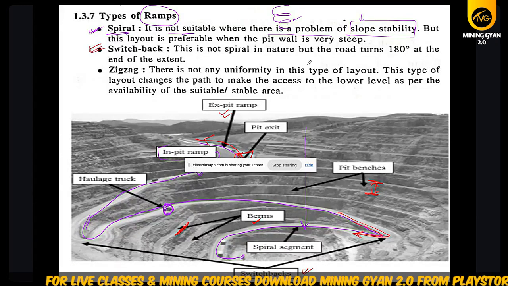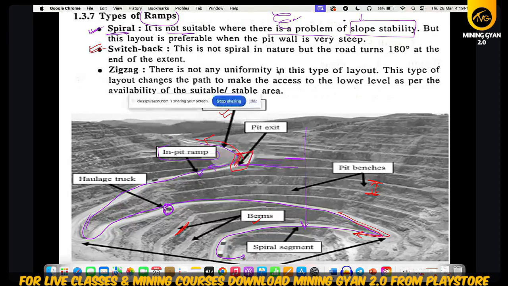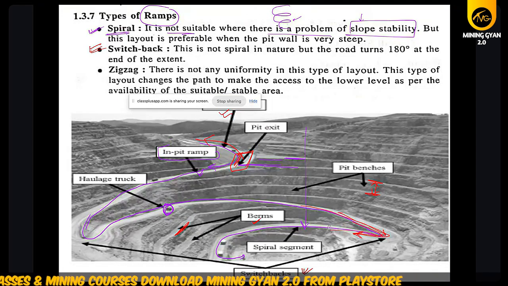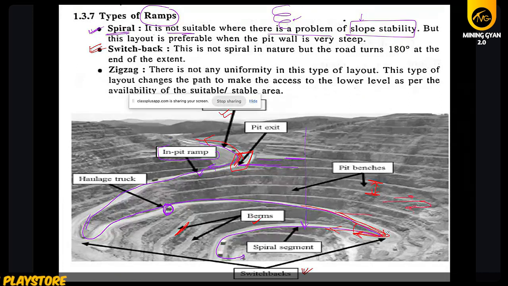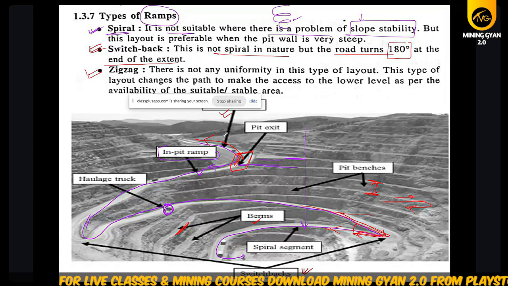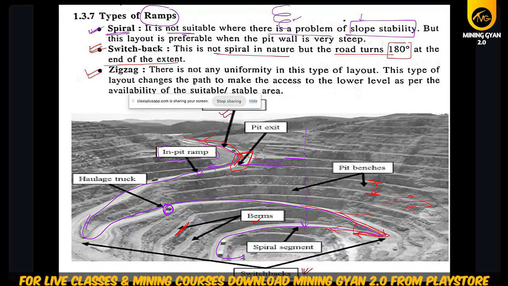Switchback. What is the switchback? Switchback is not a spiral. I told you that in a switchback, you go there, then suddenly you change your direction by 180 degrees. You are going there, but suddenly you change and come back. So this is not a spiral in nature, but the road turns 180 degrees at the end of the extent. What is the zigzag? In zigzag, you were going there, then you come back, then go here.